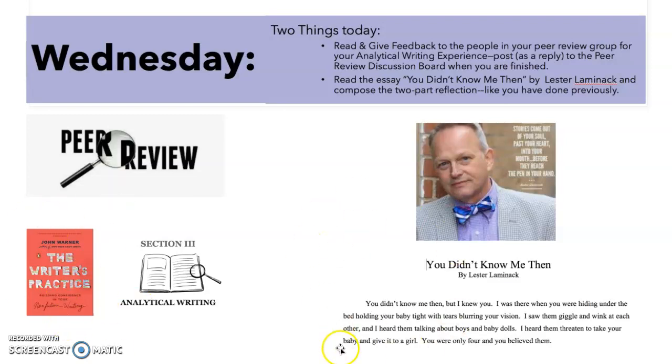And then you have a reflective essay here. You're going to be reading this essay, You Didn't Know Me Then by Lester Lamanick. And it's going to be a more formal reflection, just like you did for the Moon and Stars talk and by way of preface. So you're going to be doing that 2-step reflection paper, and that's going into the assignment folder with this essay.